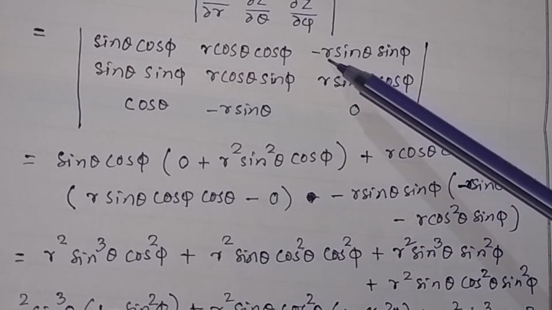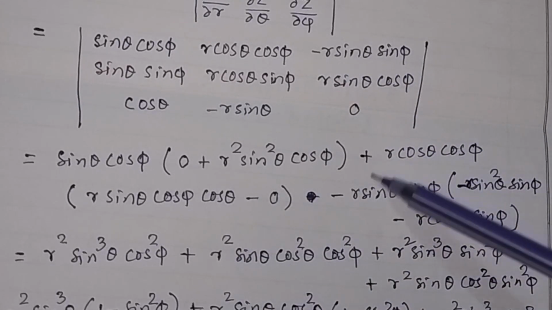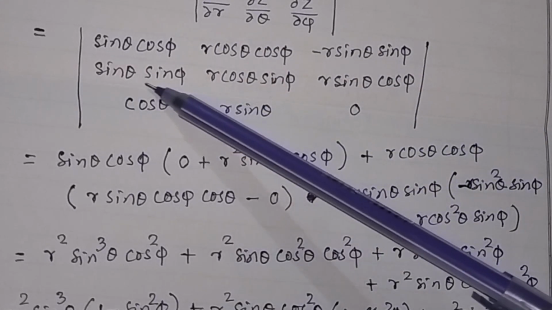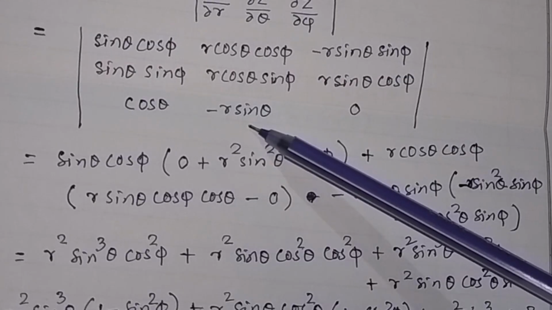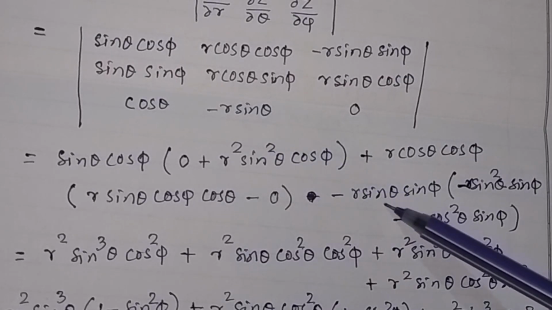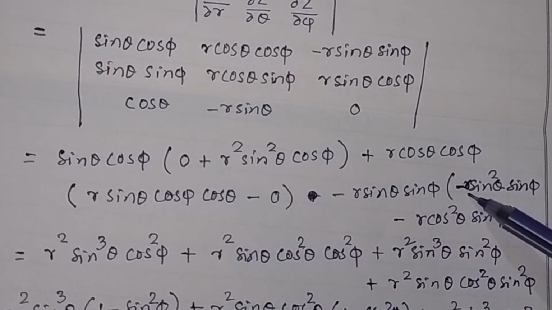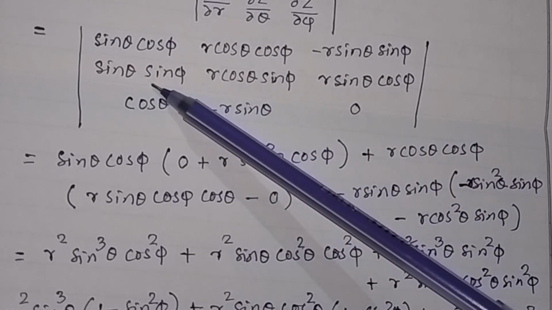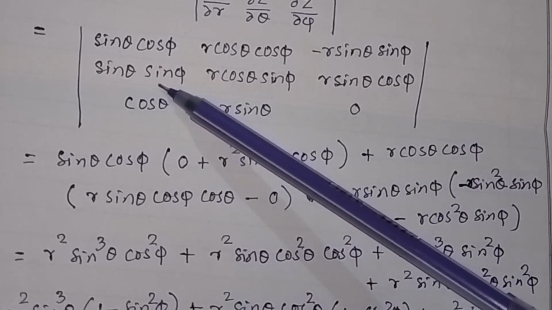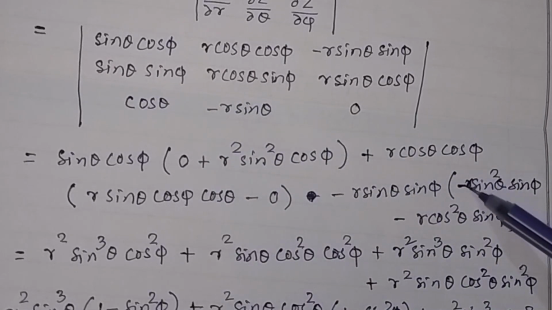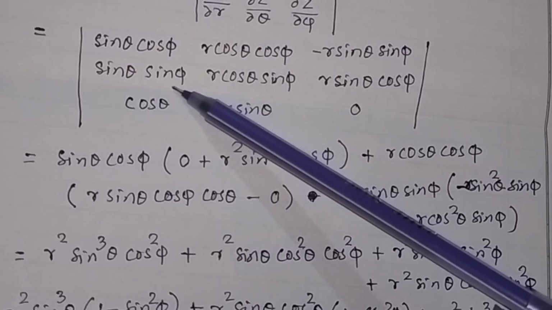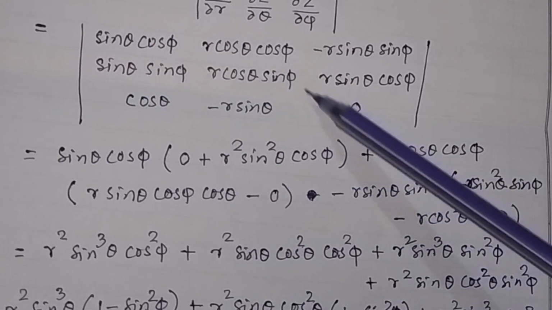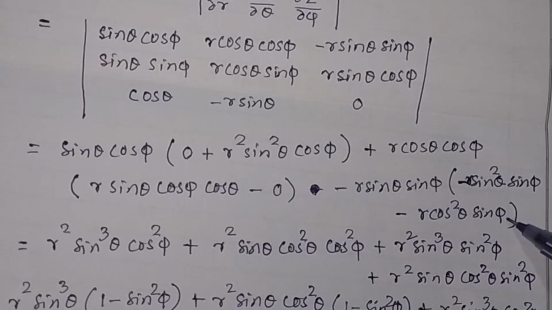Okay. Then for the term minus r sin theta sin phi, you leave this row and this column and multiply sin theta sin phi with minus r sin theta. So minus r sin theta sin phi multiplied by minus r sin theta into sin theta gives minus r sin square theta. So here, minus r sin square theta into sin phi minus cos theta into r cos theta sin phi, so minus r cos square theta sin phi.